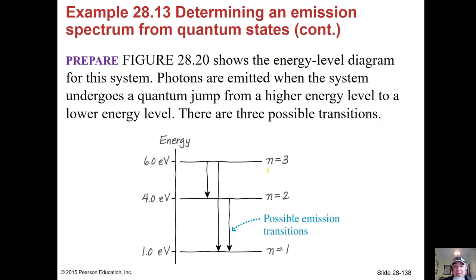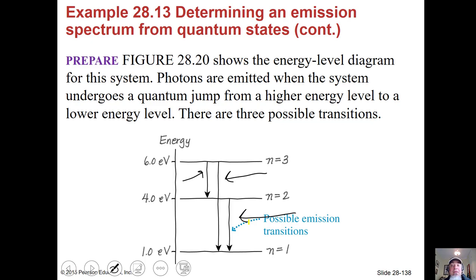So it would be something like this. Let me see if there's a better picture. Oh, there's a better picture. So you can go from 3 to 2. That's the first one here. You can go from 3 all the way to 1. That's this one. Or you can go from 2 all the way to 1. And we can figure out those differences in energy. From 3 to 2, that would be 2 eV. From 3 to 1, that would be 5 eV. That's the difference in energy. And then from 2 to 1, the difference is 3. Okay, so we've got those differences in energy.